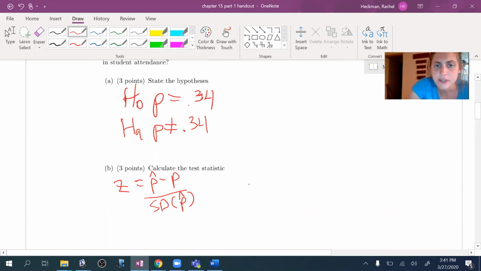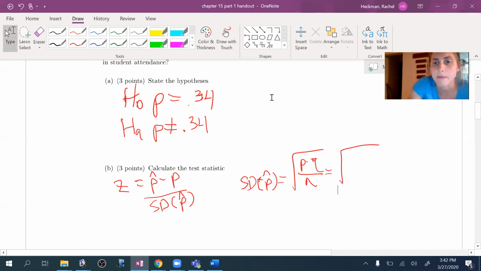My standard deviation in this example is the square root of P times Q all over my sample size. So in this example, P, I already indicated, was the 0.34. I already said that in my hypothesis. So that's the 0.34. Q is always 1 minus P, and then over our sample size. Our sample size was 8,302.